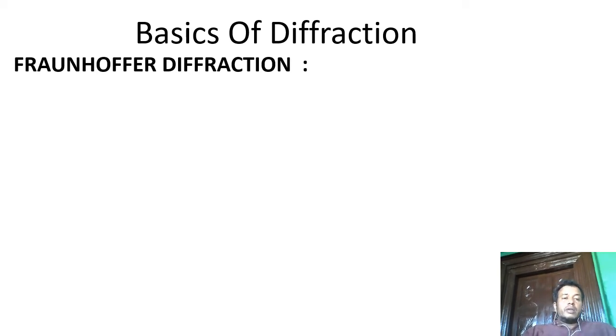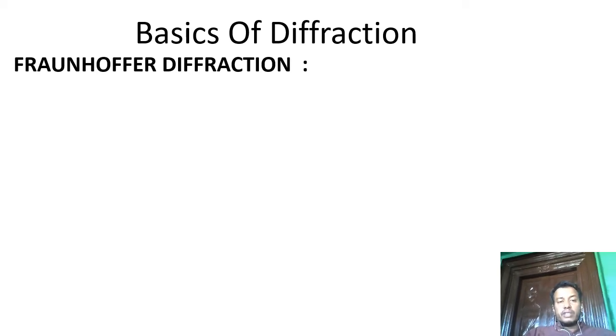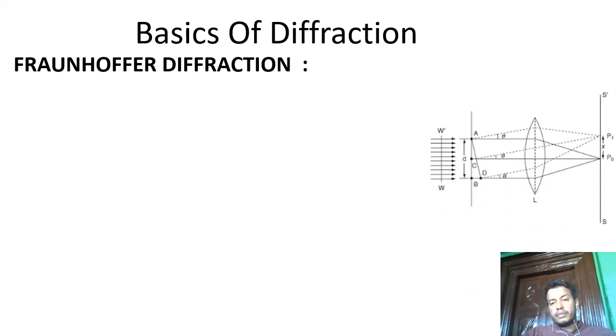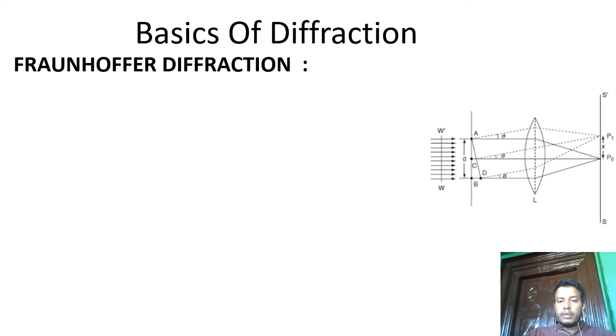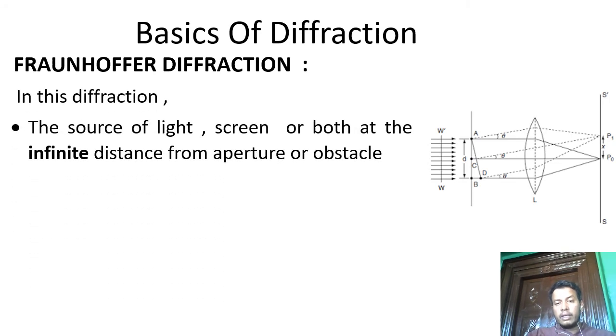So let's see what is the Fraunhofer diffraction. In this diffraction, see in this figure, the light source is coming from a very large distance, and is made parallel using a lens also. After it passes through this slit AB, it then passes through the lens and concentrates at some other points on the screen.